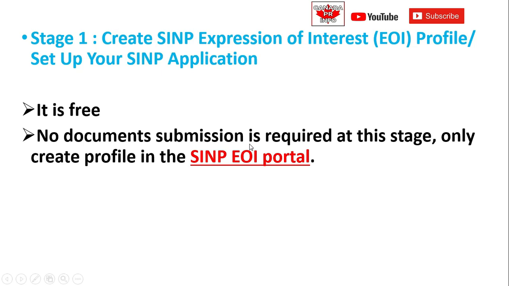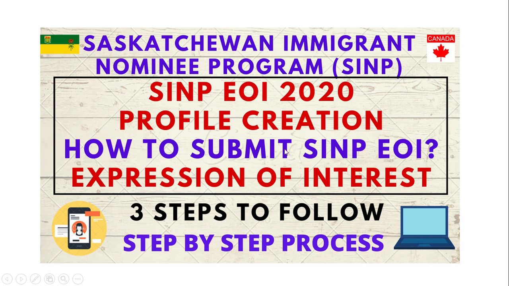After that, the first step towards your SINP nomination is to create your SINP expression of interest profile, means set up your SINP application. Guys, it is free, and no document submission is required at this stage. You will have to just create your SINP profile online in the SINP EOI portal only. Okay, and if you don't know how to create your SINP EOI profile, you can watch this video, and in this video the step by step process is explained.